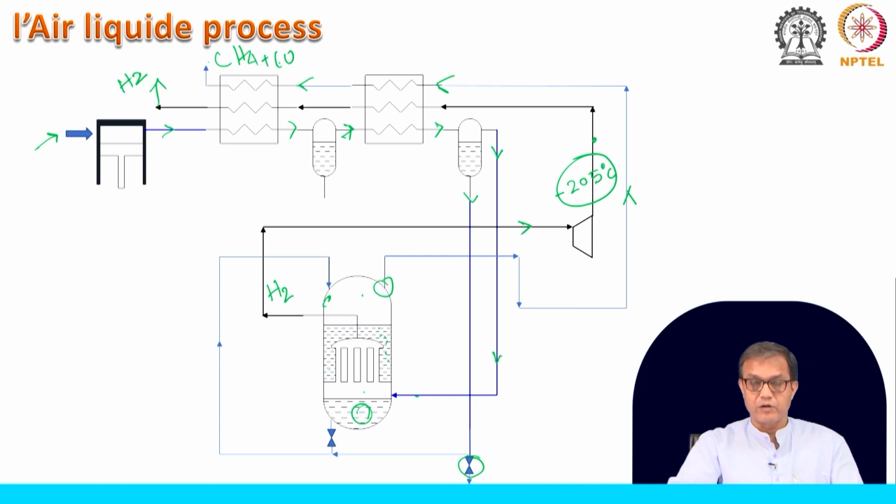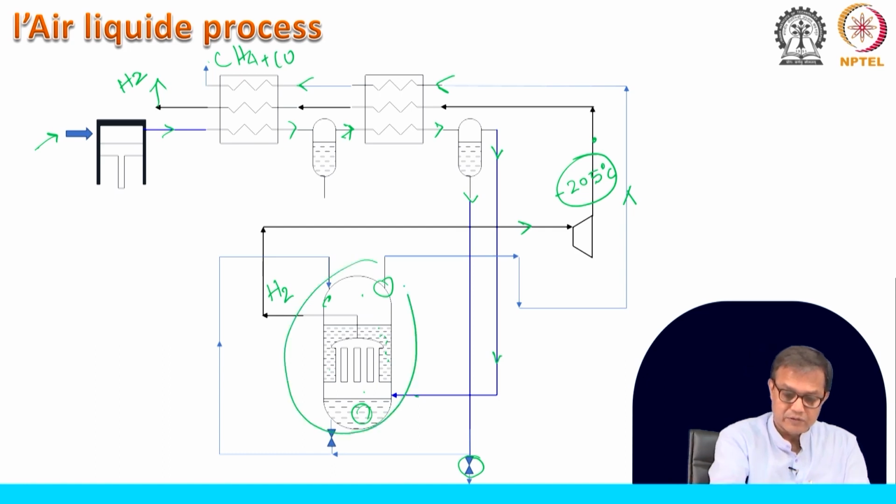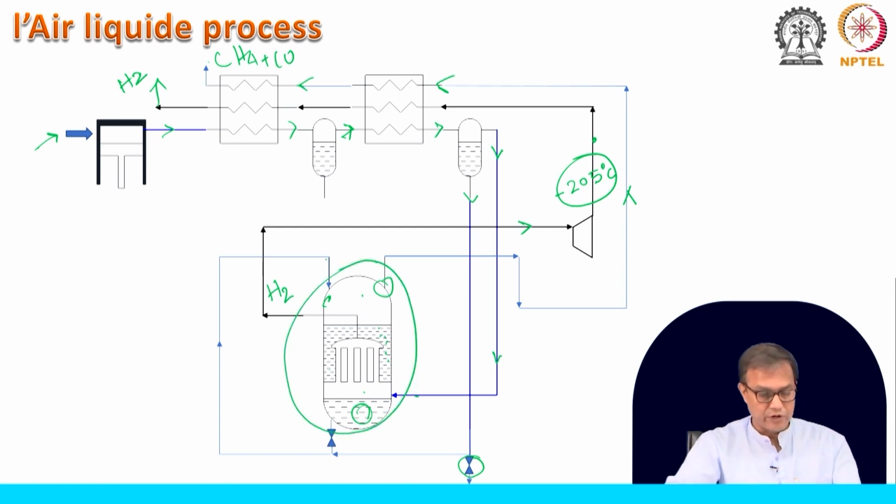So, this is how this liquid air process, air liquid process, looks like. Okay. So, what is common in both these two systems is, as I told you, this condenser evaporator which has been drawn in 2D. So, let us have a look into this in detail.